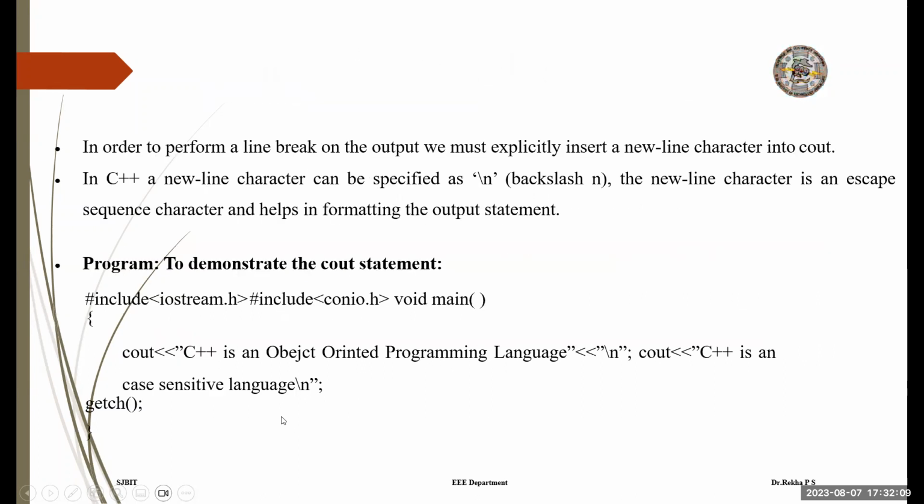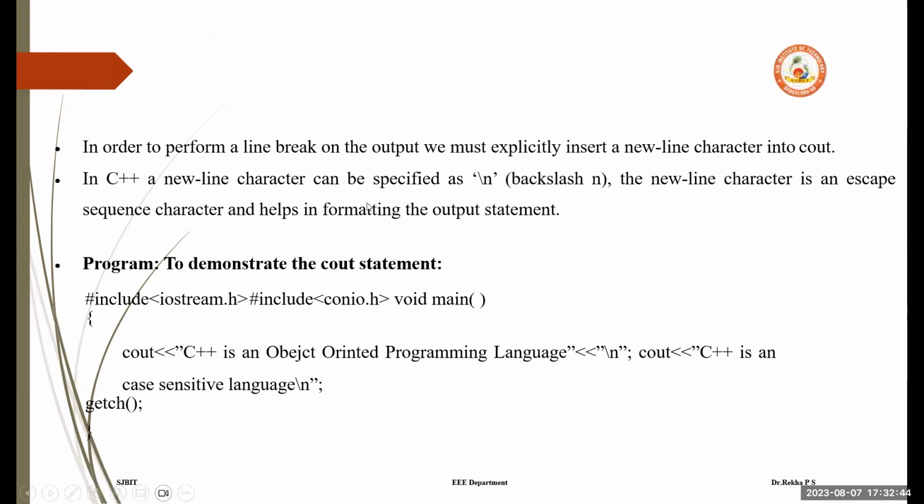In order to perform a line break on the output, we must explicitly insert a new line character into cout. In C++, a new line character can be specified as \n. You can see here \n. This is the new line character. It is also called an escape sequence character, and it helps in formatting the output statement. To format the output, we can use \n.